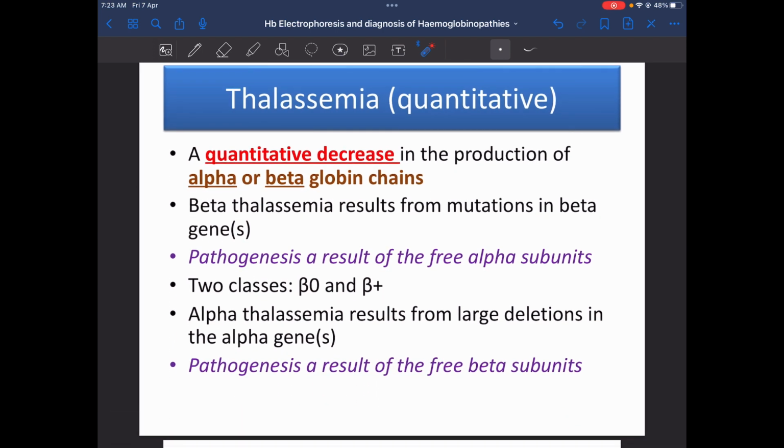Okay, moving on to thalassemia. We said earlier that thalassemia is a quantitative defect. It's basically a decrease or complete absence of the production of either alpha or beta chains. Alpha thalassemia is when the alpha chains are reduced, and beta thalassemia is when the beta globin chains are reduced.